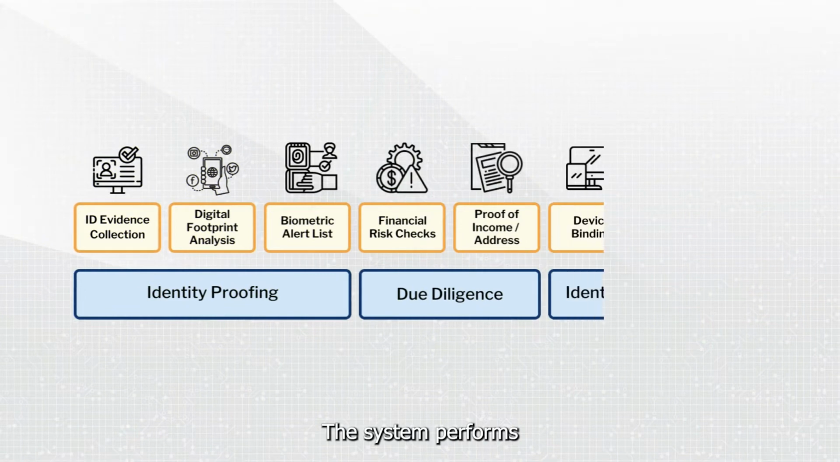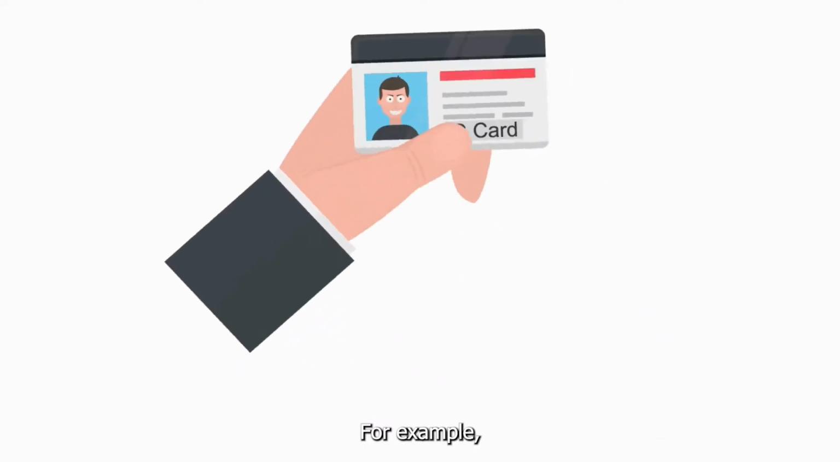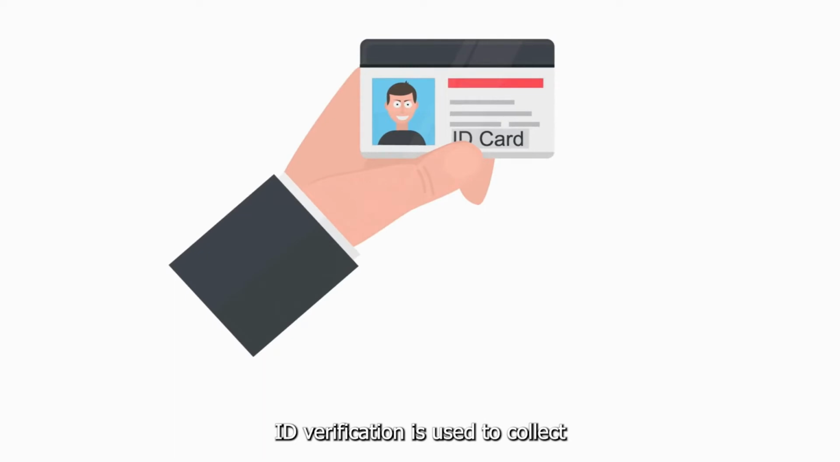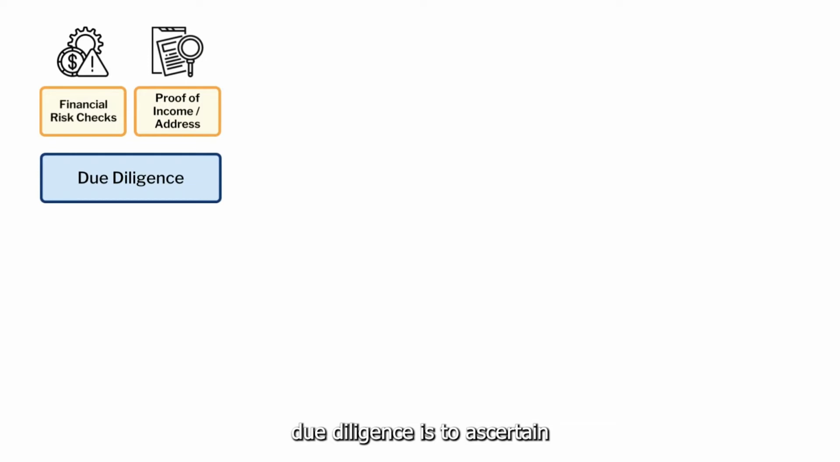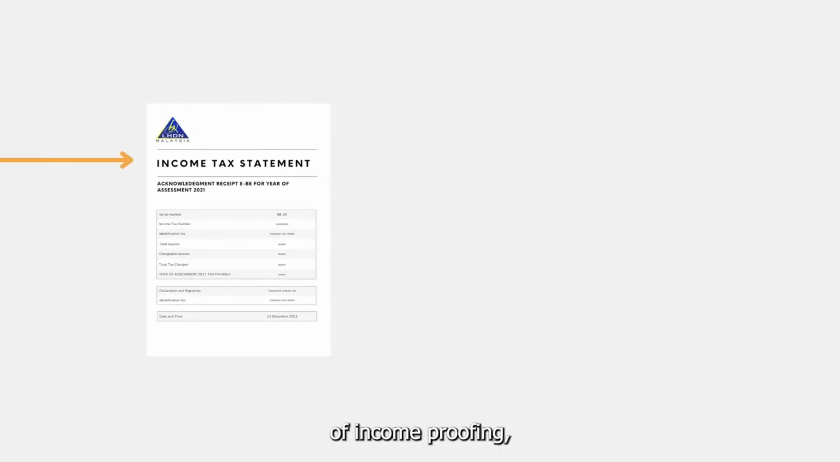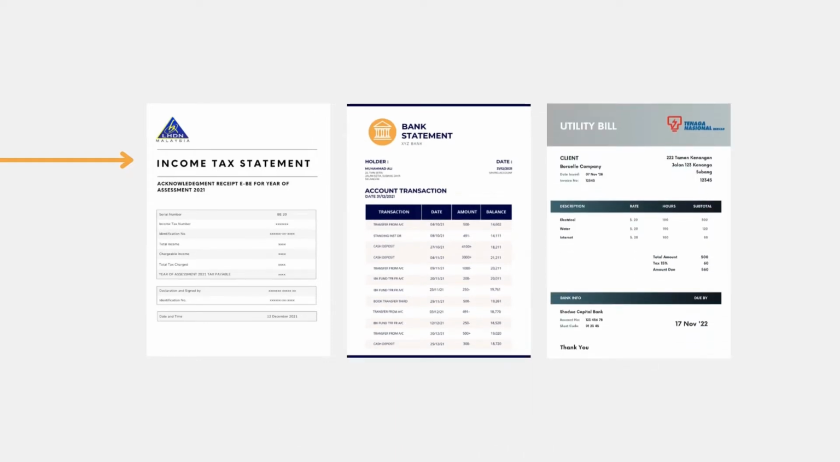The system performs facets to interact with this database. For example, ID verification is used to collect customers' identity proofing information, as well as one's digital footprint during the online and digital sign-up process. Besides, the facet of customer due diligence is to ascertain that customers are who they say they are, through source of income proofing, address proofing and financial risk exposure rating.